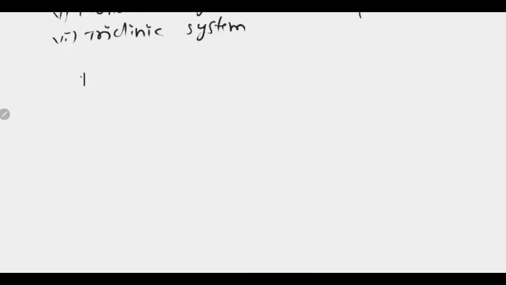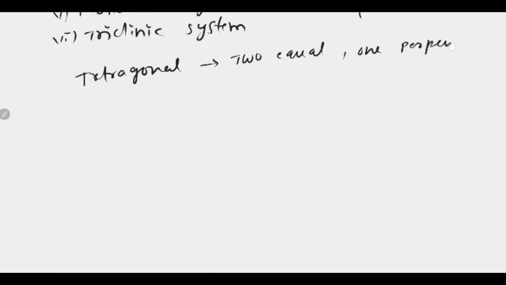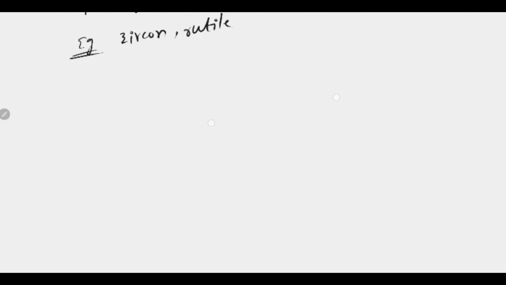That means in the tetragonal, two of the axes are equal and one is perpendicular to that. It may be longer or shorter. Examples of the tetragonal system are zircon and rutile.